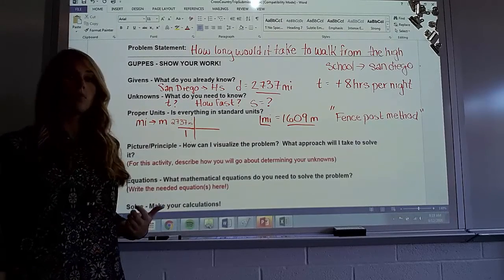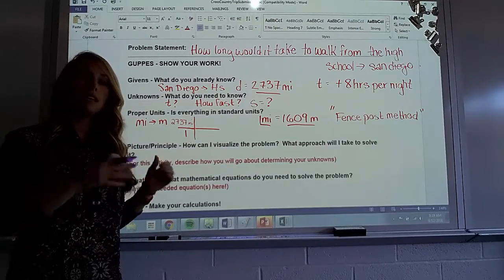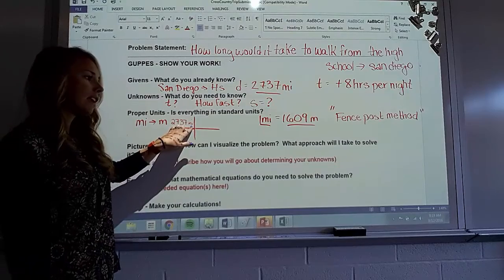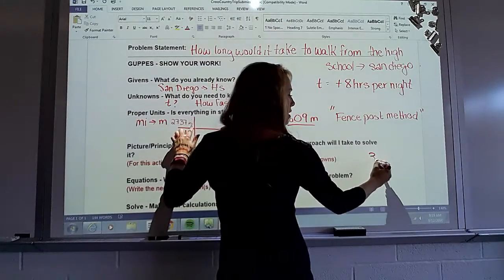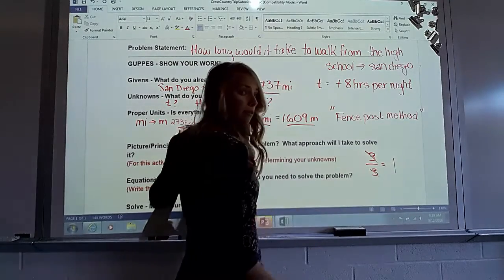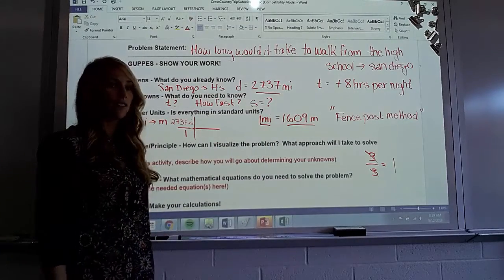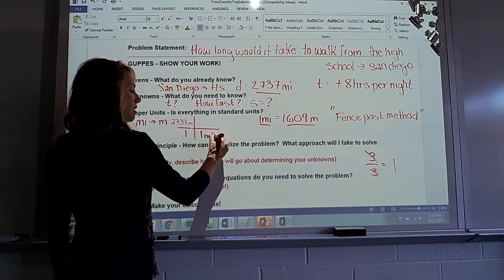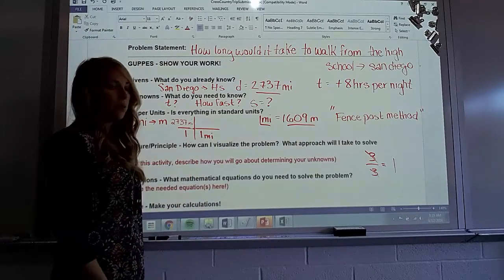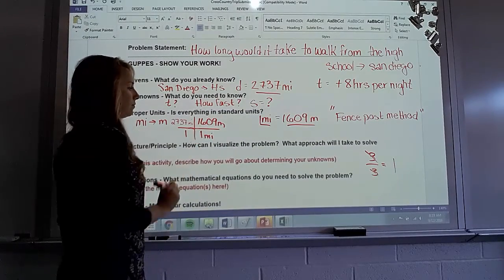So what is the goal here? Well, the goal is to get rid of the measurement in miles and make the measurement in meters. So to do that, I need my miles to cancel. Just like you would in math class, 3 over 3 is really just equal to 1. They cancel out. I want to cancel out my miles. So I'm going to put my conversion factor of 1 mile on the bottom so that they will cancel. On the top of my fence post, I'm going to put 1,609 meters.